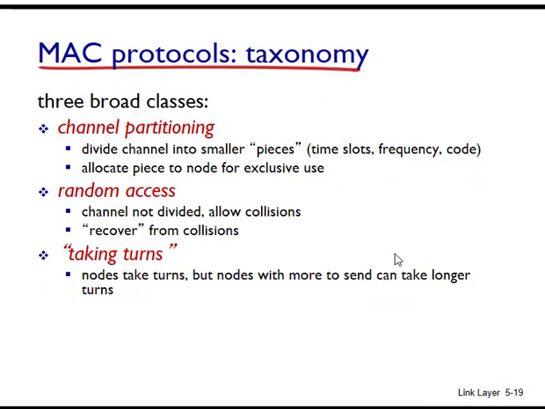To ensure that the broadcast channel performs useful work when multiple nodes are active, it is necessary to somehow coordinate the transmissions of the active nodes. This coordination job is the responsibility of the multiple access protocol. We can classify just about any multiple access protocol as belonging to one of three categories: channel partitioning protocols, random access protocols, and taking turn protocols.